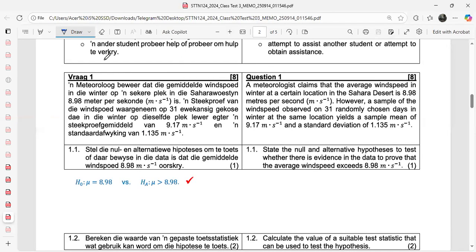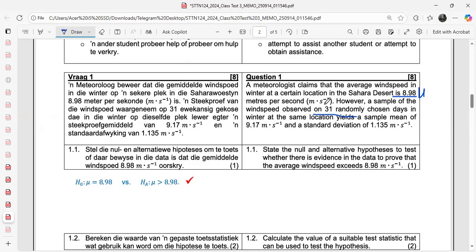Let's check. So a meteorologist claims that the average wind speed in winter at a certain location in the Sahara Desert is 8.98. That will be the population mean here, per second. However, a sample of the wind speed observed on 31. This is greater than 30. We are going to use the Z to work with the test statistic. Winter at the same location yields a sample mean of 9.17, a standard deviation of 1.135. Already you can see that for this one, to formulate this, did they mention something like greater than or less than? No. But let's check.